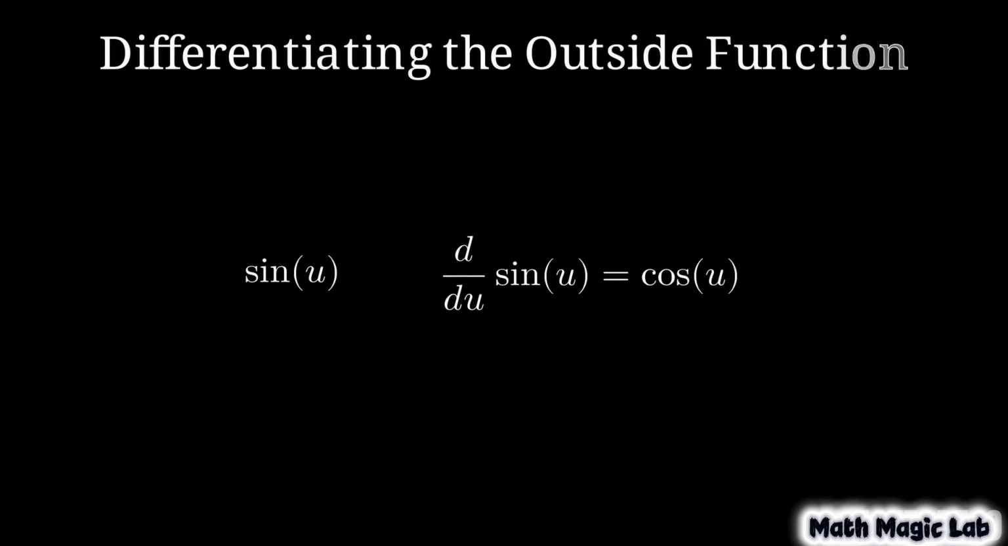Step 1. We differentiate the outside layer. The derivative of sine with respect to u is simply cosine of u. We've successfully opened the outer box. Now, we just need the derivative of what's inside.